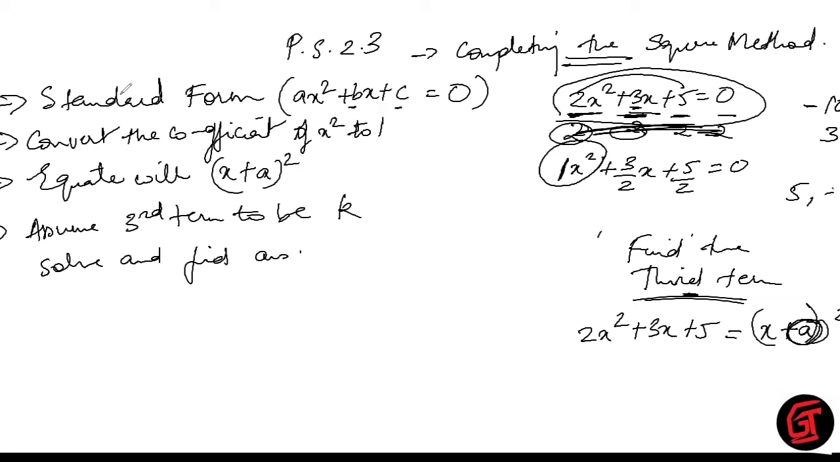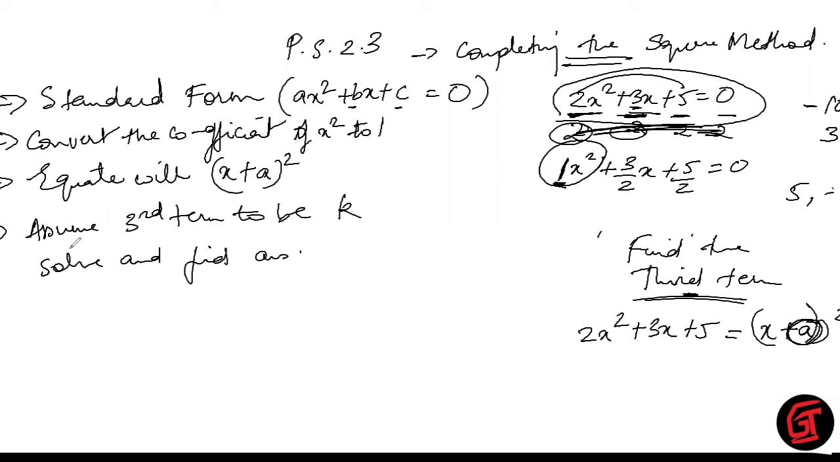That's all. First, convert it to standard form. Second, convert the coefficient, that is this part. Third, equate with x plus a the whole square. Why x plus a the whole square? First, it is the completing the square method. That's why square. And x is already a variable here. Why a? Why not b and c? Because this coefficient we have removed in the second step, where we convert the coefficient of x square. So this coefficient we have removed. That's the reason we replace it and write a here.